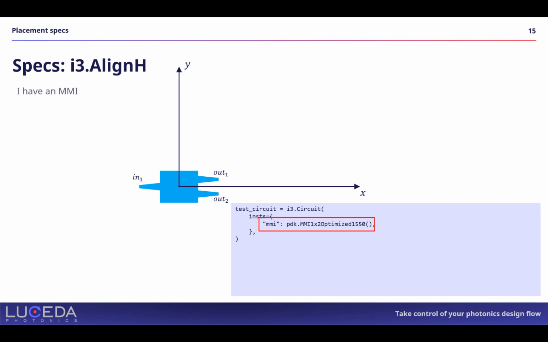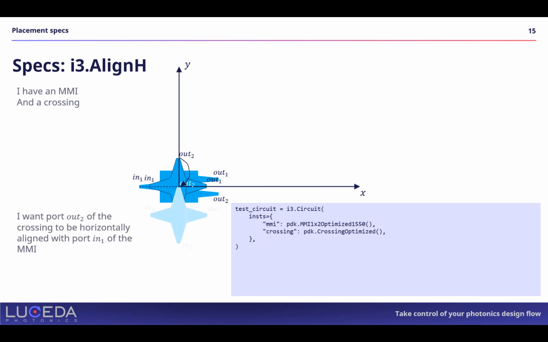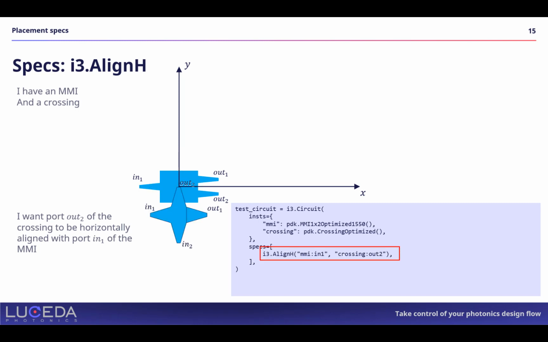Here we have an MMI centered at the origin, and now we add a crossing. We can horizontally align a specific port of an instance with another, and we do this by using i3.align. In this case, we want the port out2 of the crossing to be horizontally aligned with port in1 of the MMI. So we add i3.align h to the specs list.